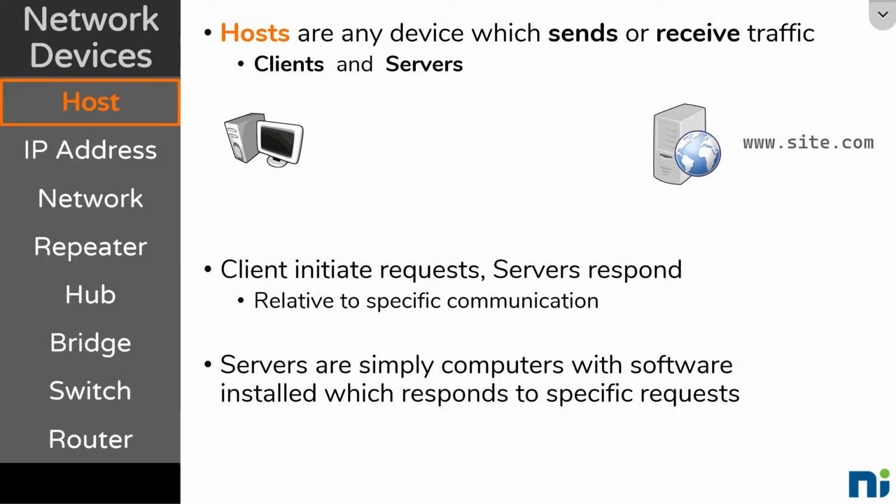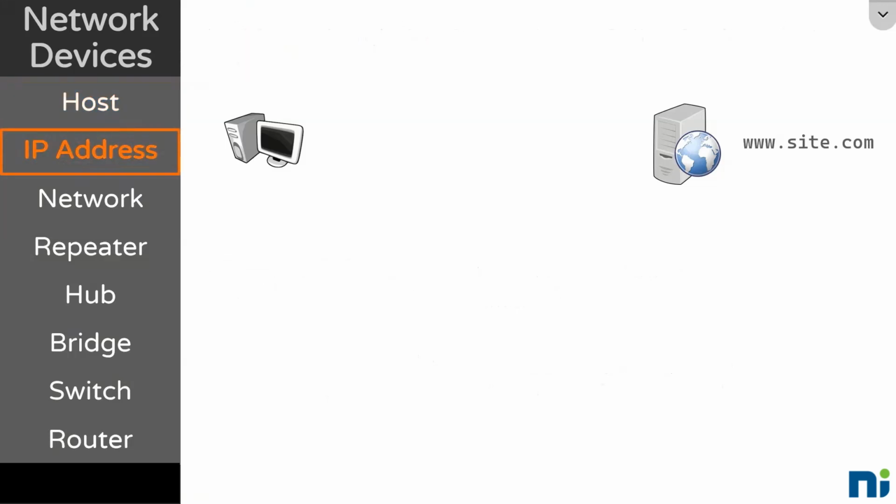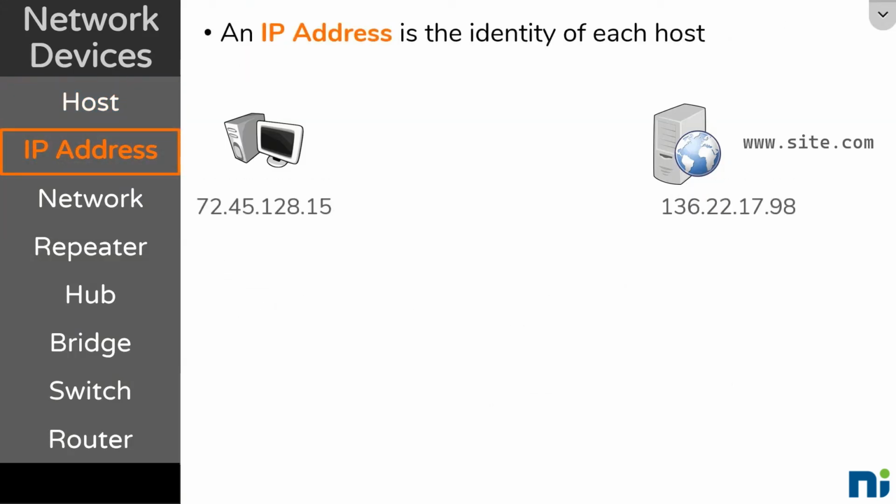So that wraps up our discussion on hosts. Next, we want to define IP addresses. IP addresses are the identity of each host, and every single host must have an IP address if it means to communicate on the internet. Just like you need a phone number in order to send or receive phone calls, or you need a mailing address in order to send and receive mail, you need an IP address in order to send or receive packets on a network. This is what the IP address is.